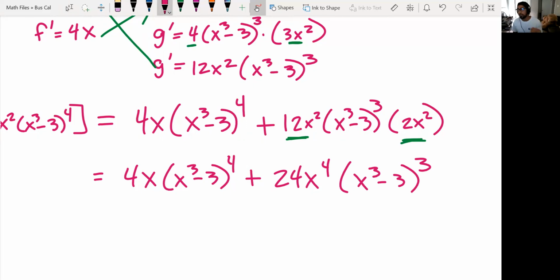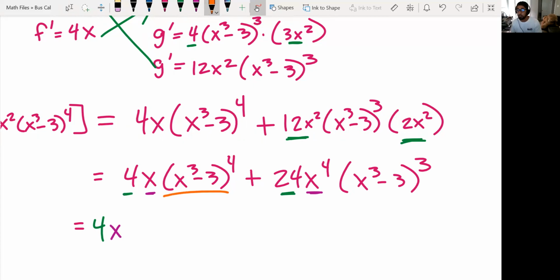So what we're gonna do next is factor. We're gonna look for greatest common factors. So between 4 and 24, I can take out a 4. And then between x and x to the 4th, here, I'll put what we're factoring out in different colors. So I'll take a 4 out, and then from x and x to the 4th, I can only take an x out.